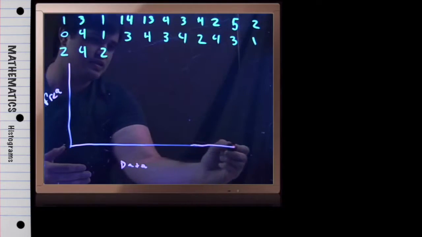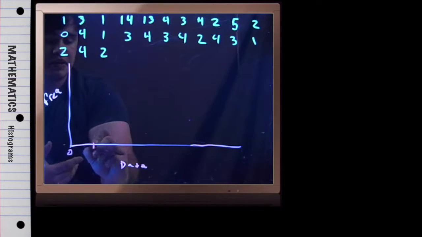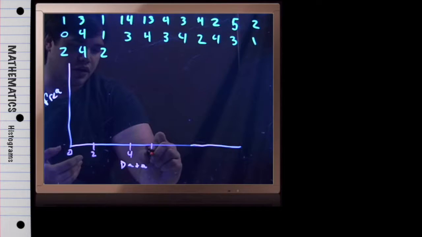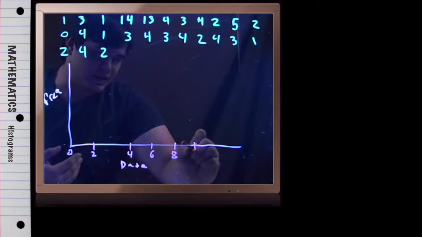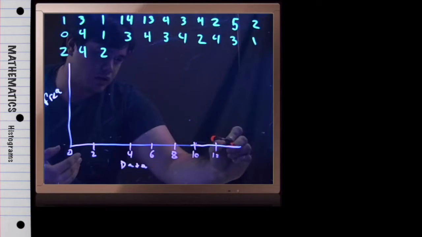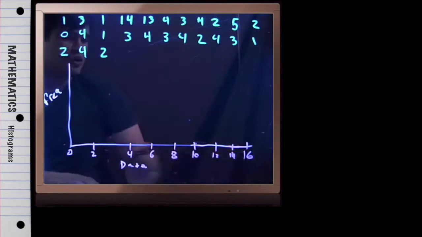So what I'm going to go ahead and do is at the beginning of this, we start at 0. Then I'm going to go a little bit of a distance, and I'm going to go to 2. Then a little bit more, and we're going to go to 4. Then 6, then 8, then 10, then 12, then 14. And then I am going to stop at 16. So counting by 2s all the way up to 16.